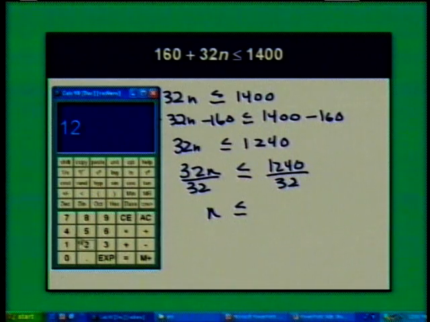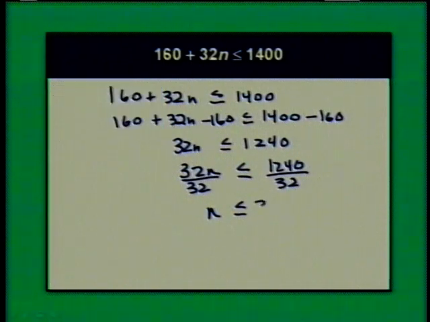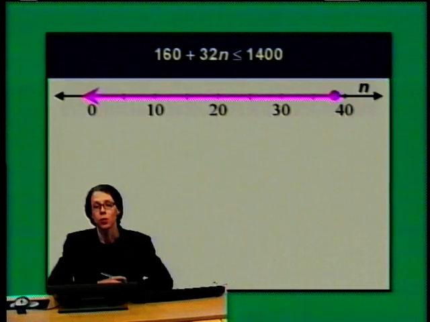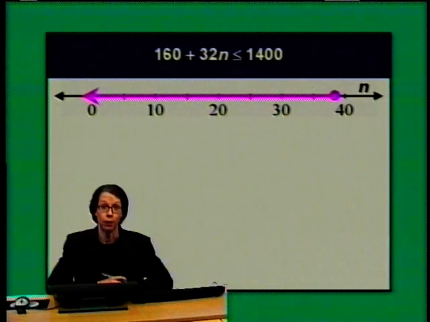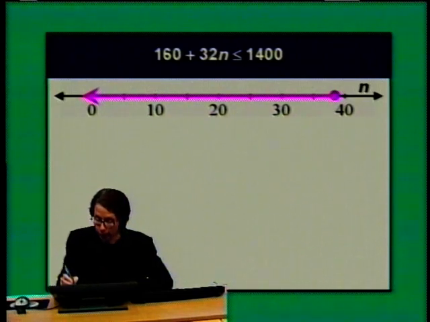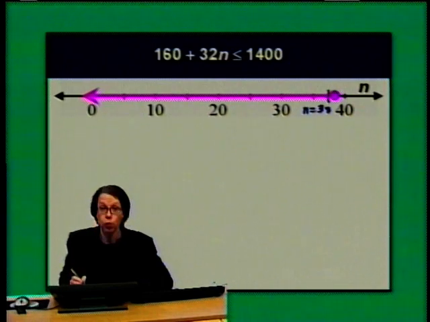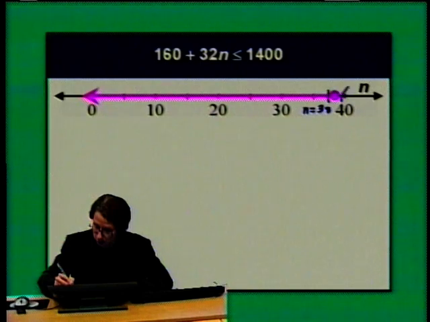So 1,240 divided by 32 equals 38.75. So I have my proposed solution. So now we want to check our proposed solution. What I have here is a graph of our proposed solution. The endpoint is the 38.75, and n equals 38 falls into our proposed solution, but n equals 39 does not.